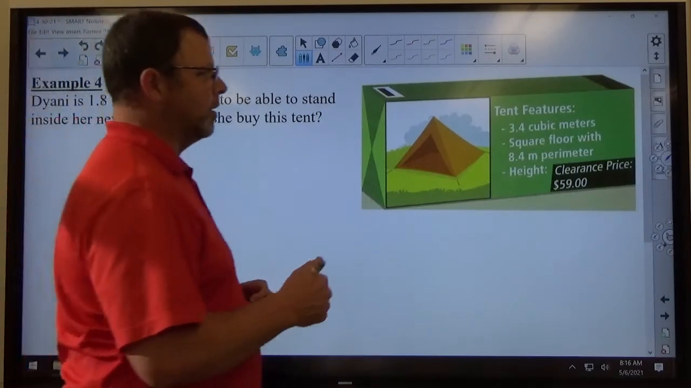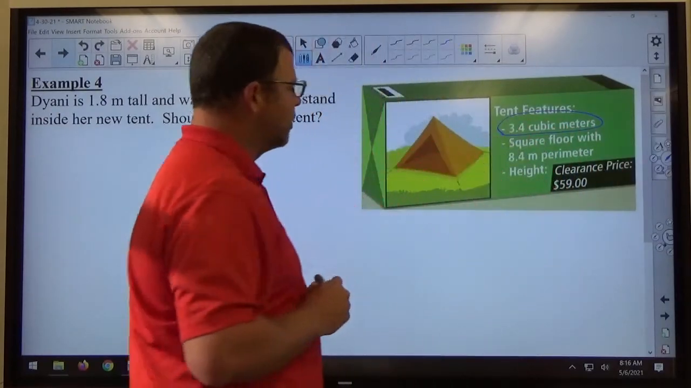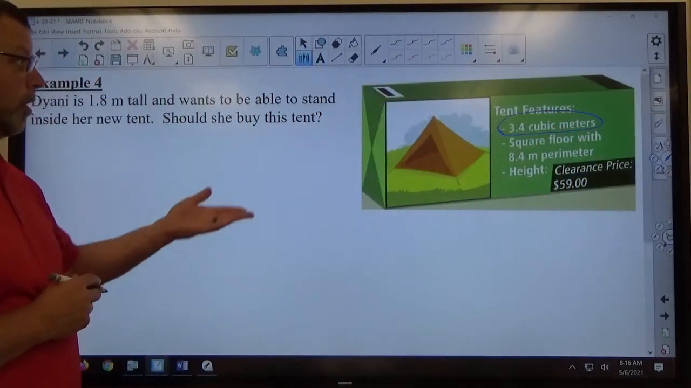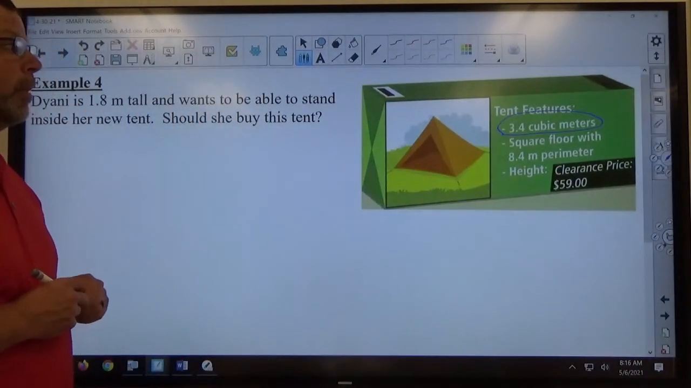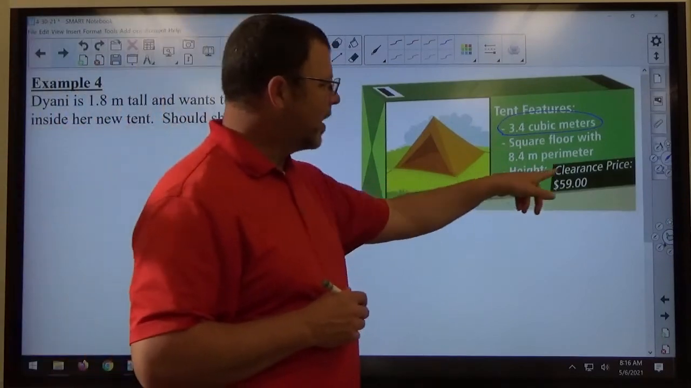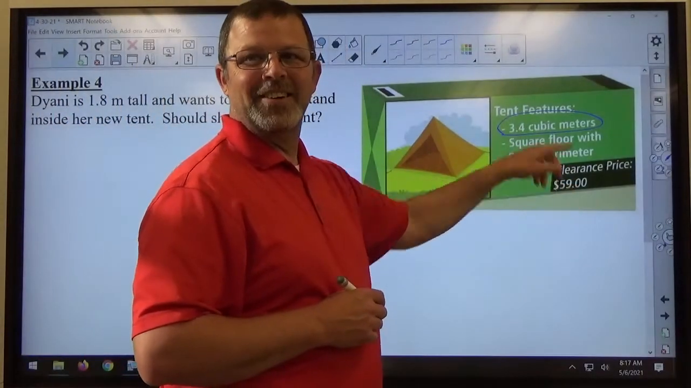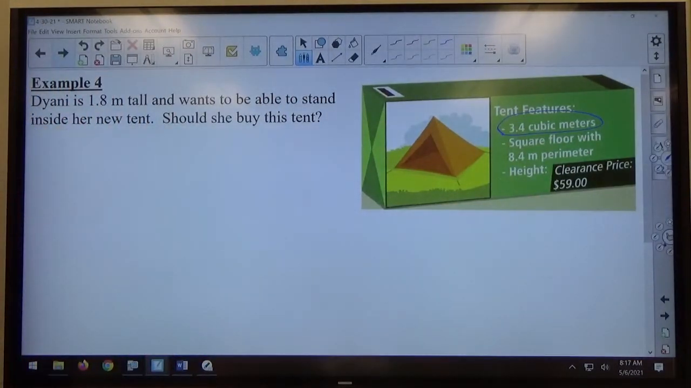What is that telling me? The volume of the tent, right? Okay, what shape is the tent in? A square pyramid, even, because it's got a square floor, right? Square floor with 8.4 meter perimeter, all right? And the height got covered up by the clearance price sale ticket, right? Let's get this sold, boom, slap right over top of the height.